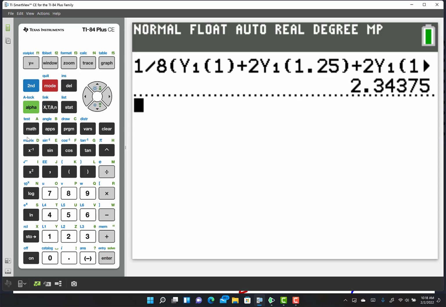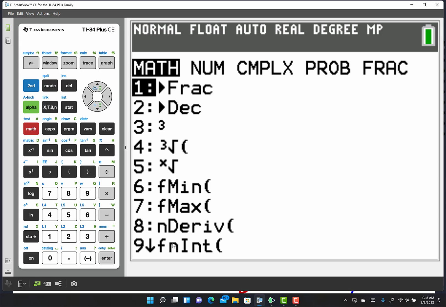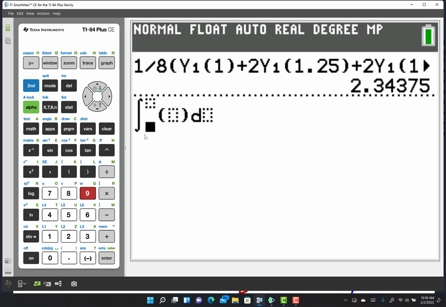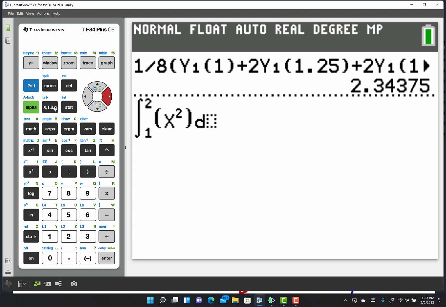It's easy enough to type in x squared. Math, number 9. Look at that, I have a little integral. I'm going to put 1, I'm going to put 2. I'm going to type in x squared in here. I could also type in y1, but there it is so you guys can see it.